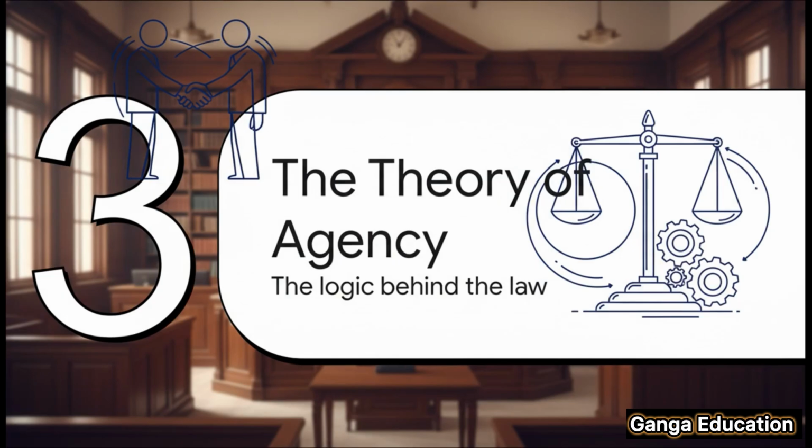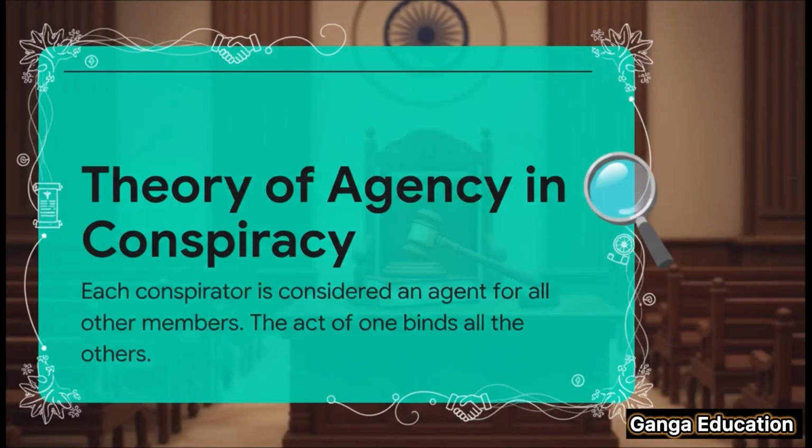So you're probably asking, wait a minute, how is that fair? How can one person's actions legally bind somebody else in a criminal case? Well, to understand that, we need to look at the legal principle that makes this whole thing work. The theory of agency. To make this work, the law creates something called a legal fiction. It basically pretends that when you join a conspiracy, you're appointing every other member as your agent. So, just like a business owner is responsible for what their employees do on the job, in a conspiracy, the act of one person legally becomes the act of everyone.